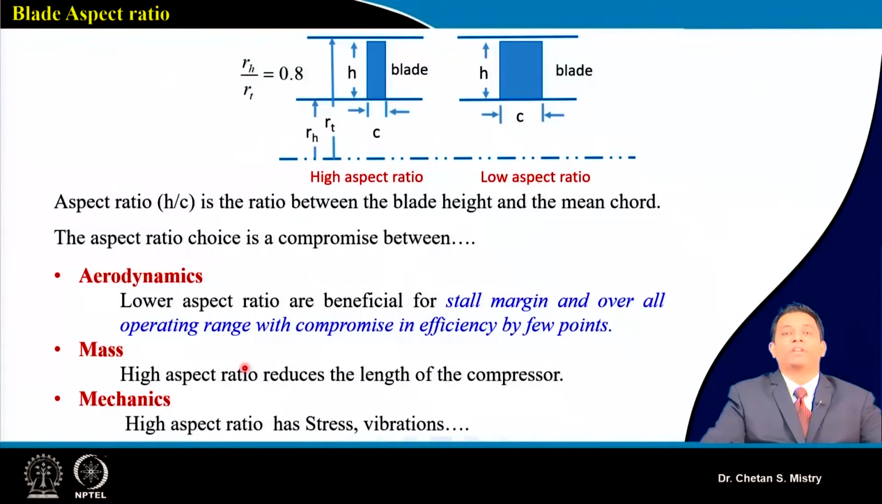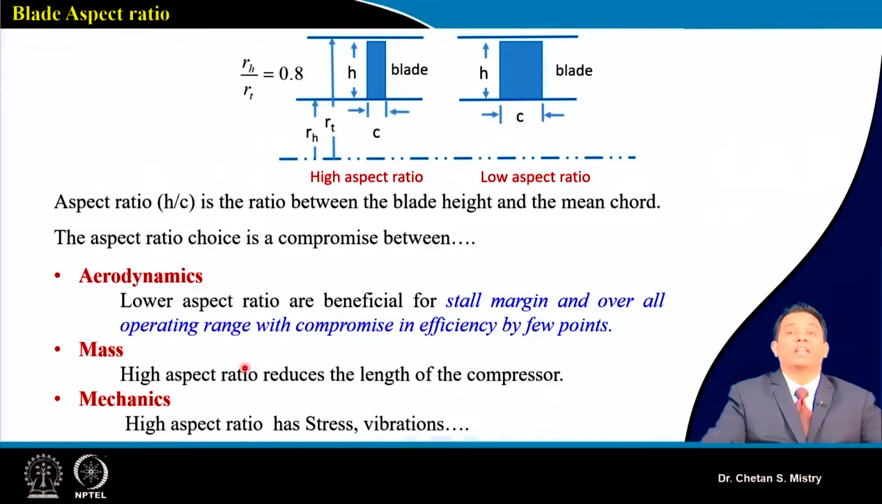Okay, and the next parameter is mechanics. If you consider a high aspect ratio blade, you can understand my blades are taller, and that leads to a focus on stresses and vibration. It has issues with aeroelasticity. So before the 50s and 60s, most of the compressors or engines had high aspect ratio blades. Later on, people started talking about low aspect ratio blades. There were major contributions by Wisler, and others as well. They explored the possibility of using low aspect ratio blades, and that is how the low aspect ratio blade came into the picture.